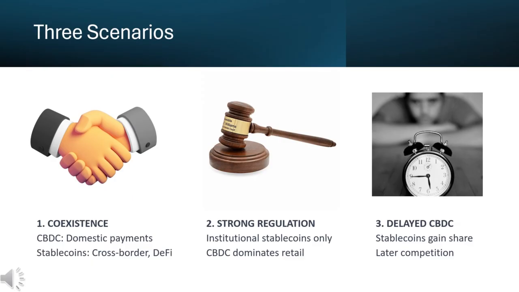First, the coexistence scenario. CBDC handles domestic retail payments and public sector settlements, while stablecoins remain in high innovation areas like cross-border payments, DeFi, and tokenized assets within regulatory bounds. Second, the strengthened regulation scenario. Only a small number of institutional stablecoins issued by banks and payment institutions survive, effectively converging to tokenized deposits. CBDC functions mainly as retail payment infrastructure.